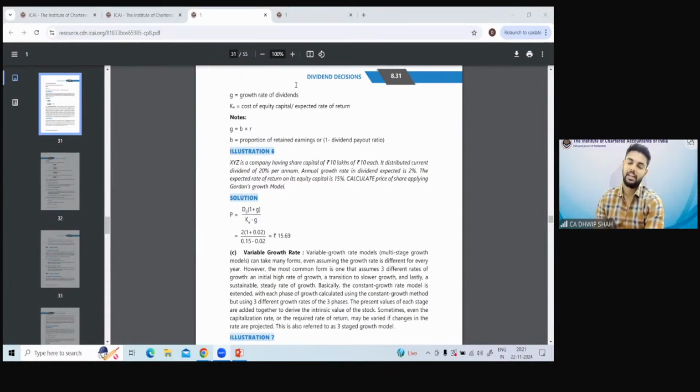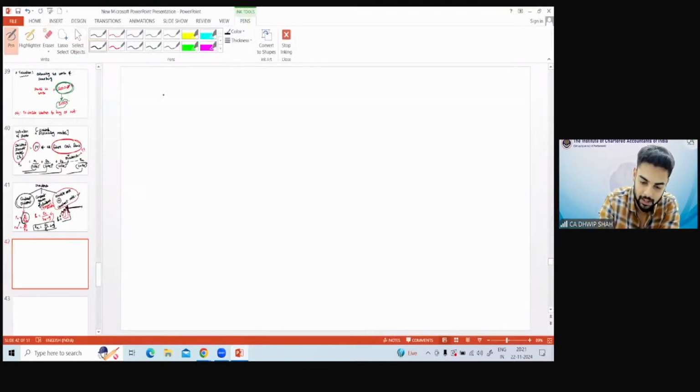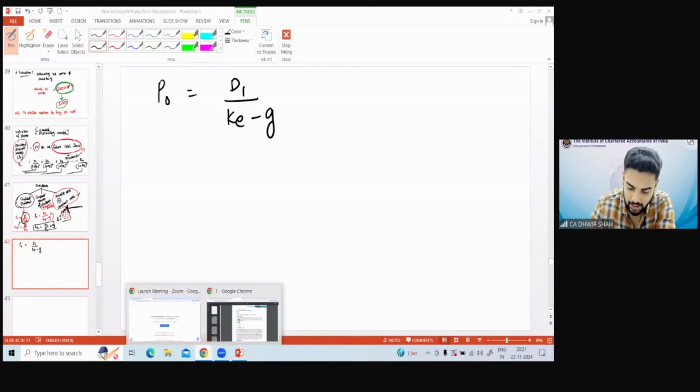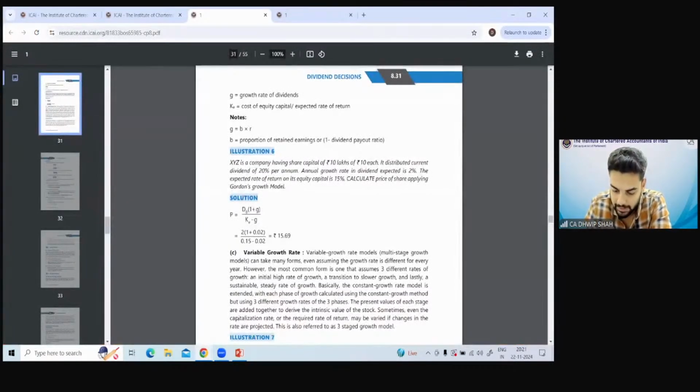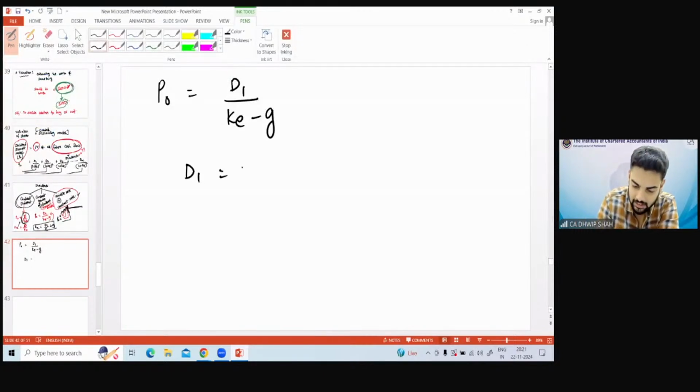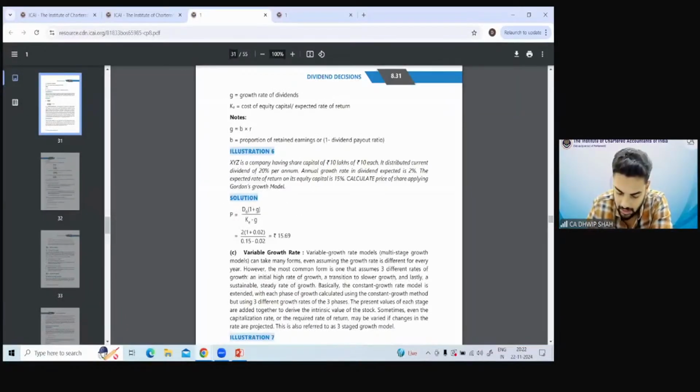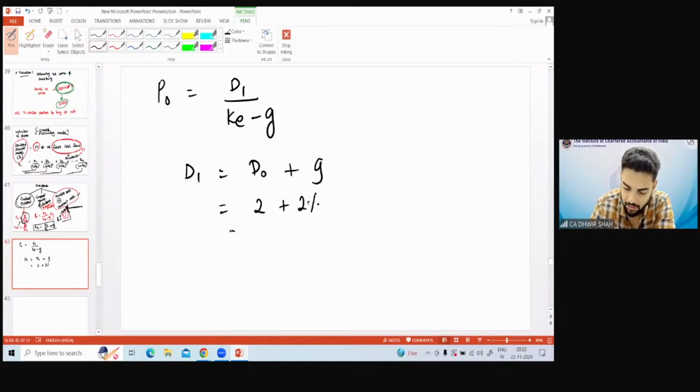Okay. First, let's understand the basic Gordon model. So basic Gordon model, annual growth rate is 2%. Calculate price of the share applying Gordon. So you just need to simply apply Gordon's formula. Price is nothing but D1 upon K minus G. So the dividend paid last year is 2 rupees. D1 is nothing but D0 plus G. Growth rate given in the question is 2%. So can I say my D1 comes to 2.04?